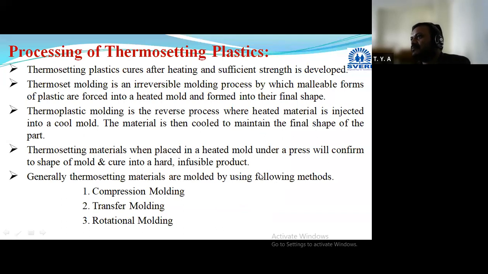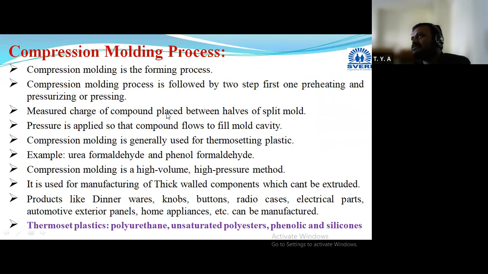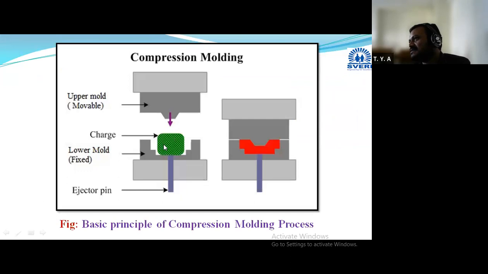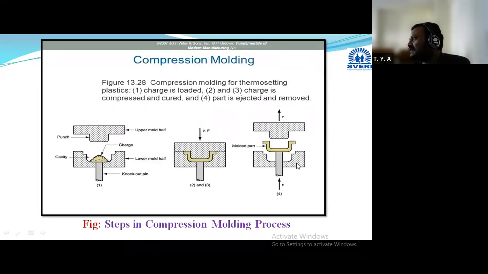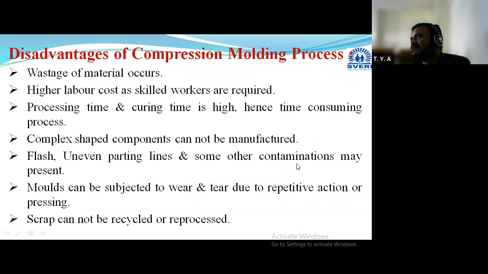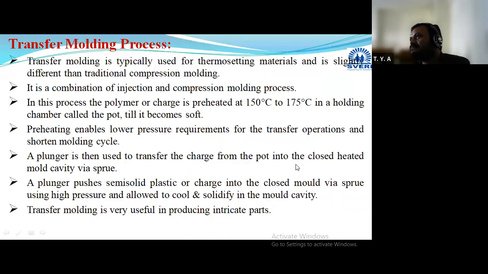Then for thermosetting material, we are using compression and transfer molding. Basically, these two are used, and nowadays they have given some data saying rotational molding can also be performed on thermosetting materials. In compression molding, we have discussed this: charge is taken and it is pressed. After sufficient pressing, we remove it, and with the help of an ejector pin, that component is obtained. These are the stages.